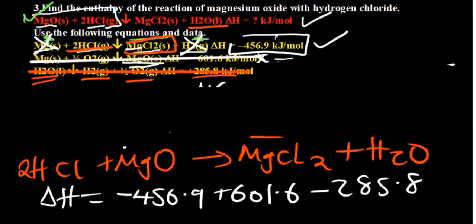So negative 456.9 plus 601.6 minus 285.8. I'm getting negative 141.1 kilojoules per mole.